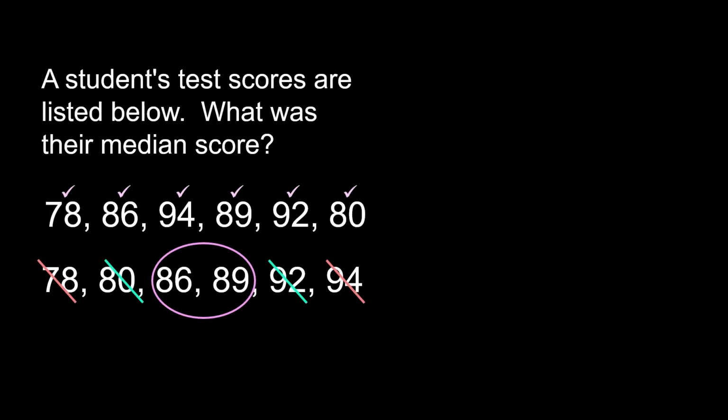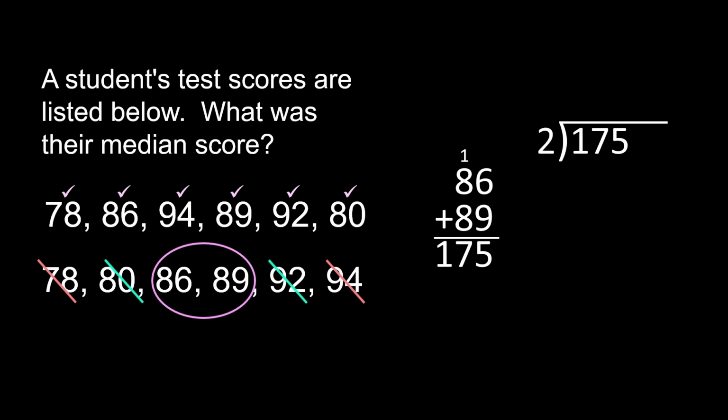So to take the average, I'm going to need to add 86 and 89. So 6 plus 9 is 15. 8 plus 8 is 16, plus 1 more is 17. And then I'll divide by 2. So 175 divided by 2 will give me the average. 17 divided by 2 is 8. 8 times 2 is 16. When I subtract, I get 1. I'll bring down the 5.